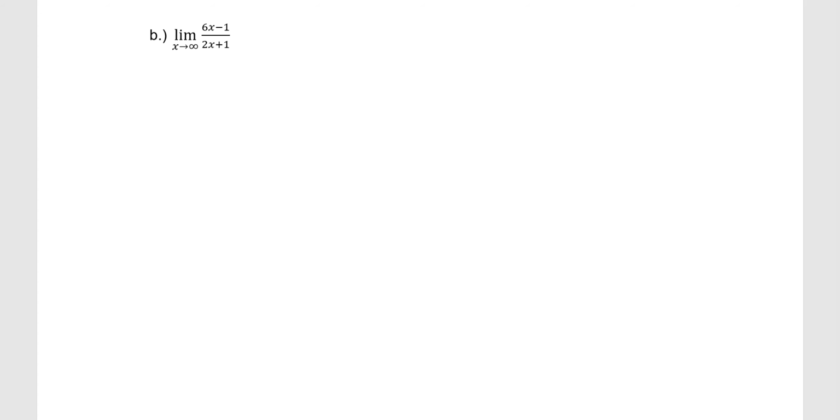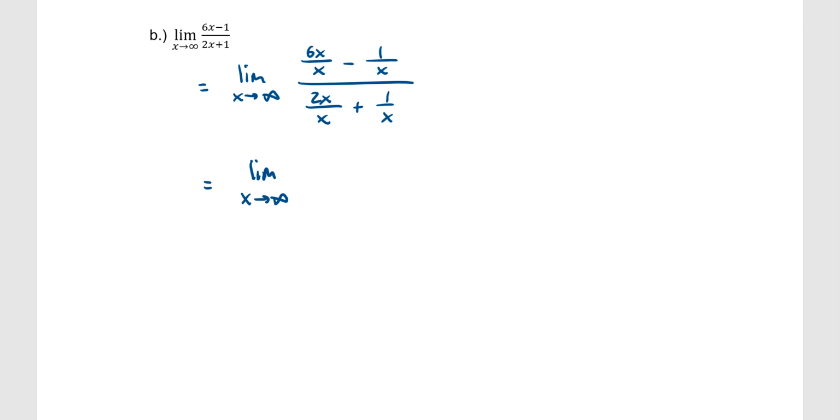So we need, the limit of 6x minus 1 over 2x plus 1 as x goes to infinity, we need to divide everything by the largest exponent, which is going to be just x. So let's do 6x divided by x minus 1 over x. Everything gets divided by x. Over 2x over x plus 1 over x. And let's go ahead and do these separately. So the way that I like to do it is, let's simplify it first.